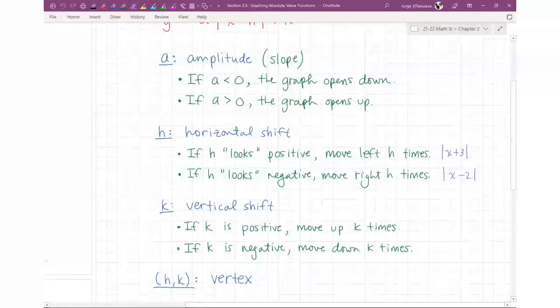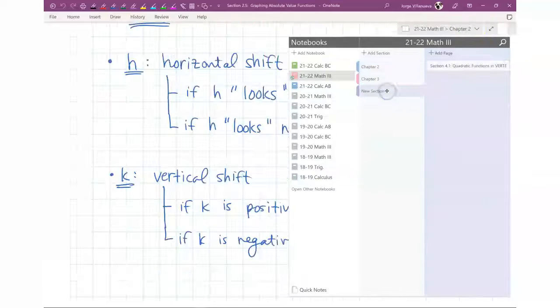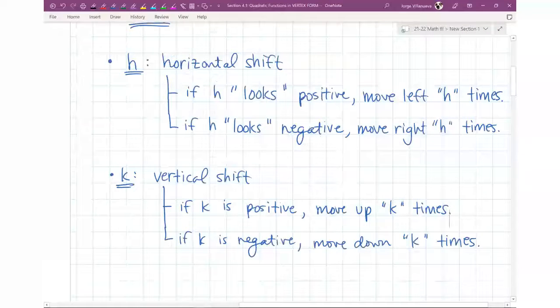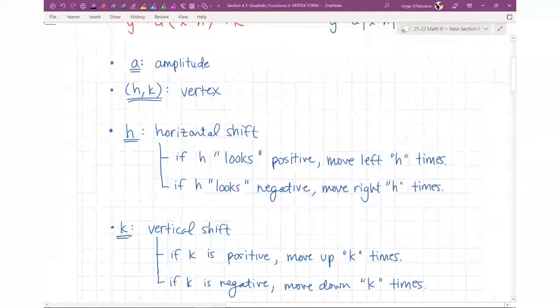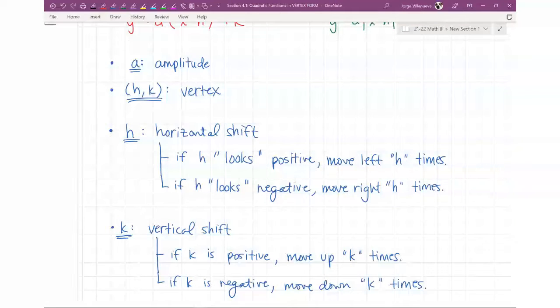So it's the same thing that we did in section 2.5. It has a different equation. Okay? But it's the same definitions. Okay, you can see them right here. Amplitude, vertex, horizontal shift, vertical shift. So hopefully you kind of recall it and it doesn't cause any issues. Okay, hopefully you have an easy time with it.